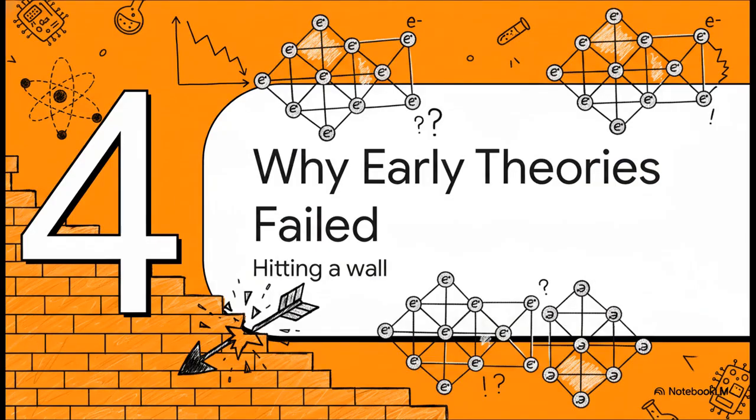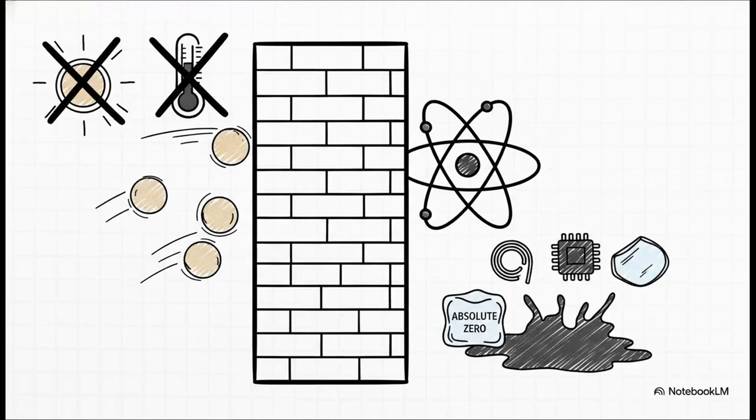Part 4. Why early theories failed. But, wow, even these brilliant scientific minds hit a major wall when their carefully crafted electron theories were put to the test. It must have been incredibly frustrating for physicists at the time.